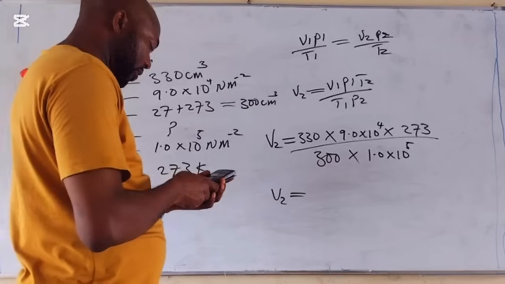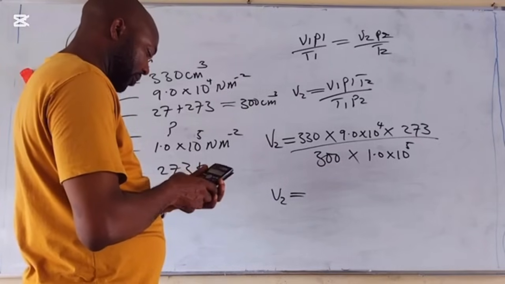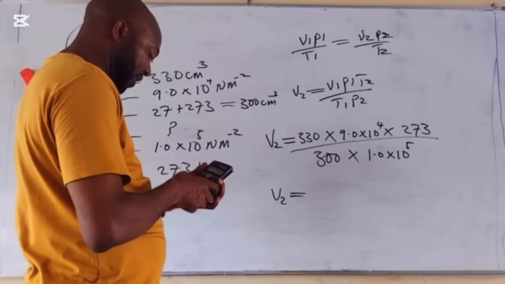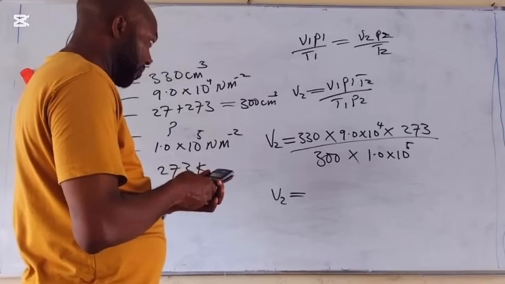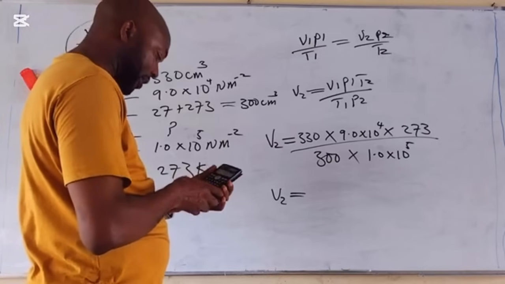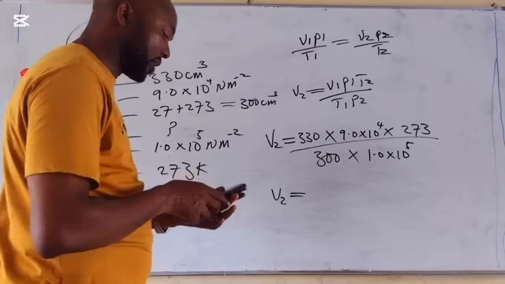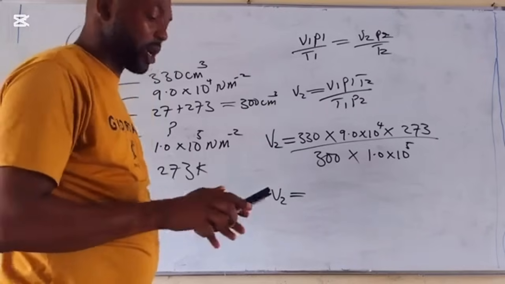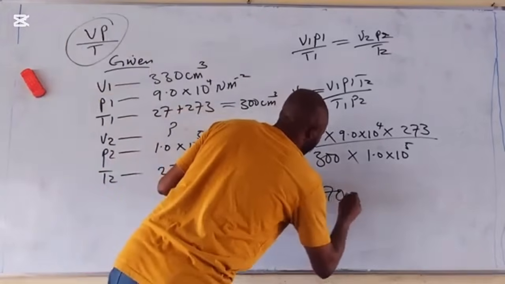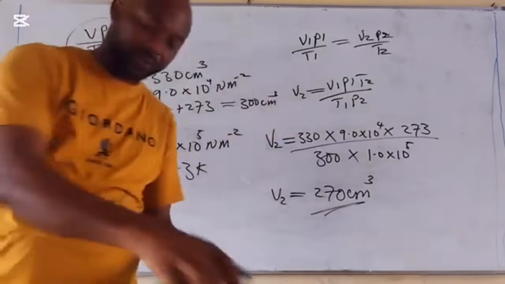We start with 330 times 9 times 10 raised to the power of 4 times 273. We divide by 300, and we now divide by 10 raised to the power of 5. This is 270.3 perhaps. So let's take 3 significant figures as 270. So this is 270 cm cubed. So that's our first question.